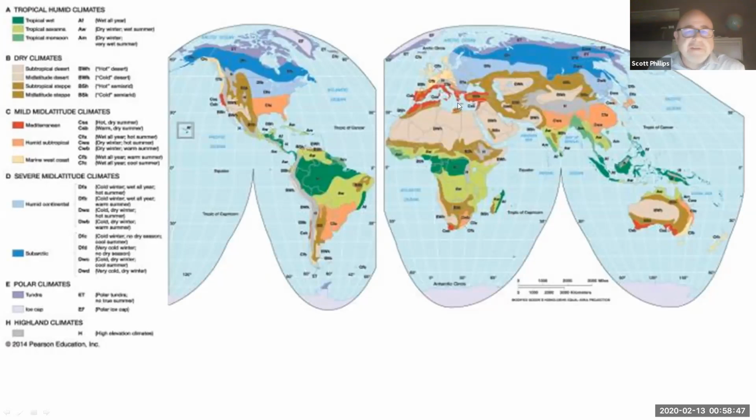So this is a map. It's a little blurry, of different Köppen climate categories in detail for the world, but we'll try to simplify that and break these down one by one.